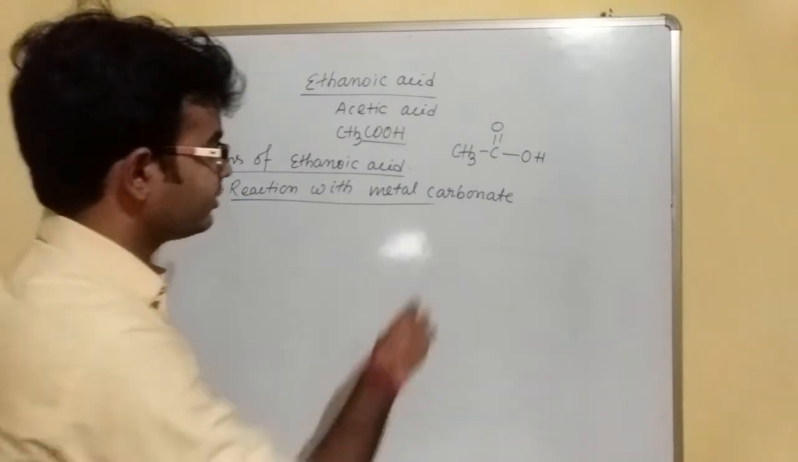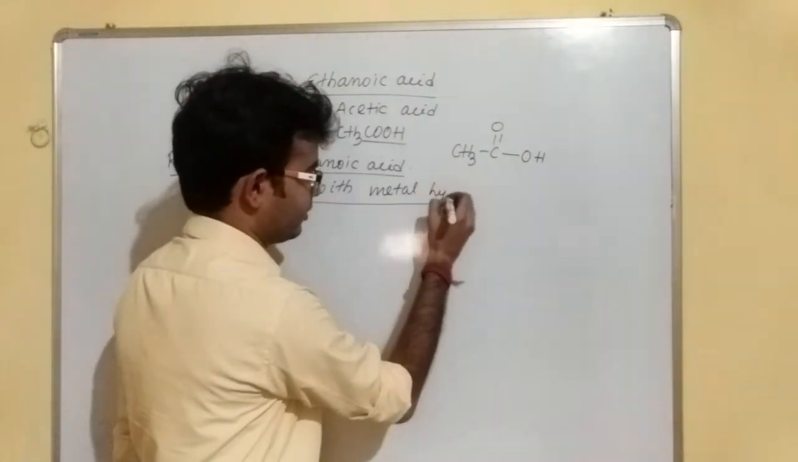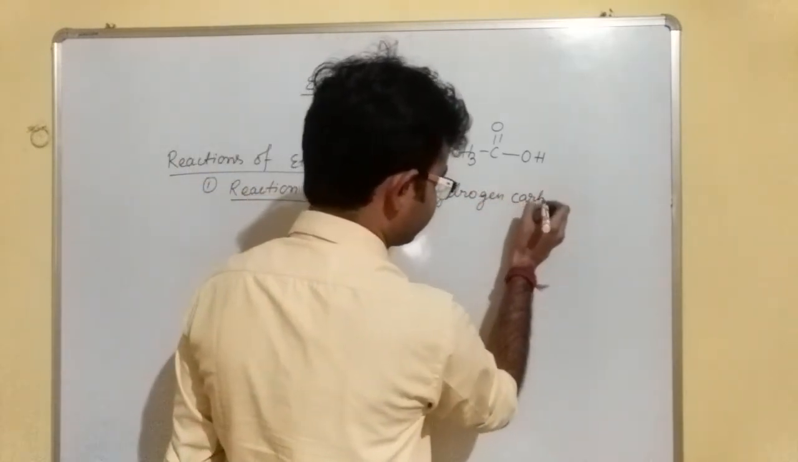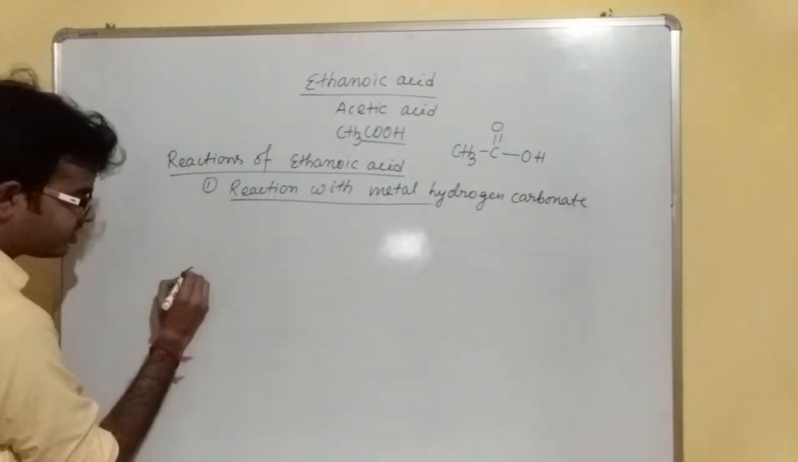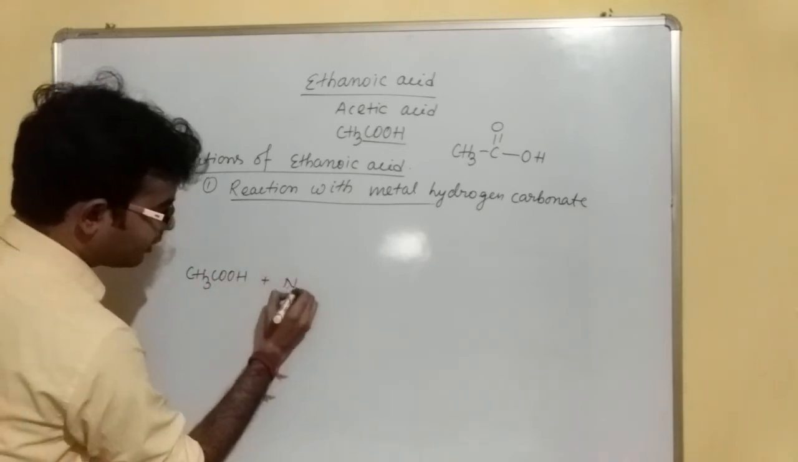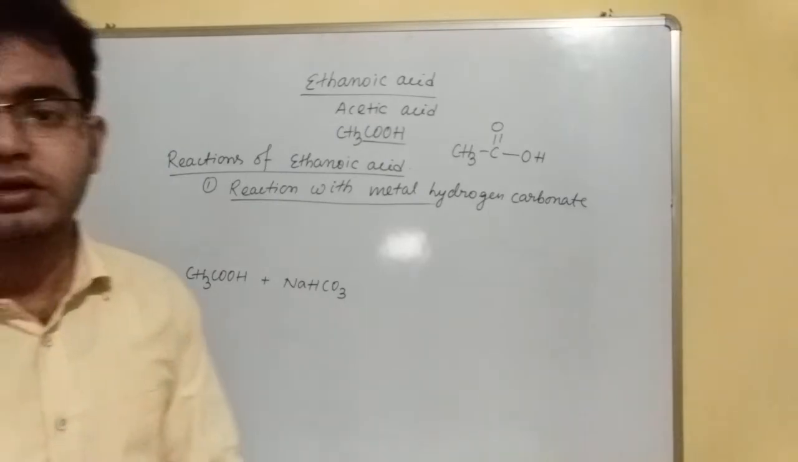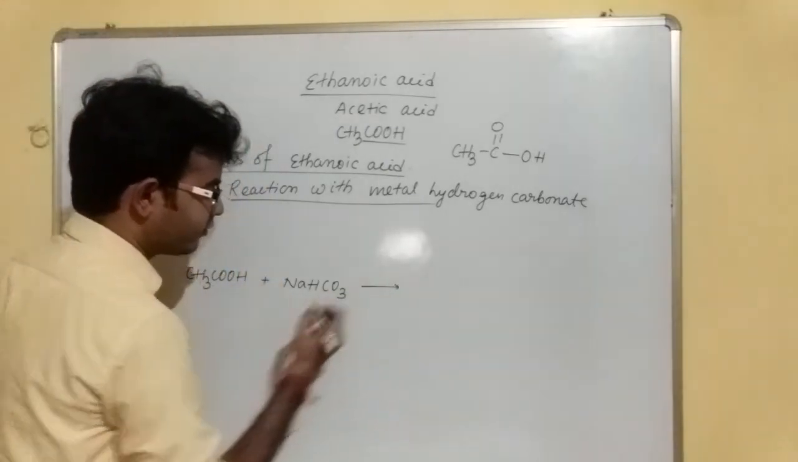Then, a reaction with metal hydrogen carbonate. Here it is: CH3COOH plus metal hydrogen carbonate. Here we are taking sodium as the metal, NaHCO3, sodium hydrogen carbonate. Now what will it form?